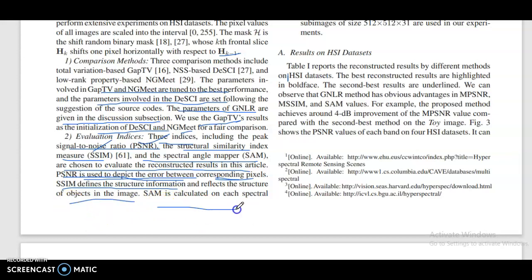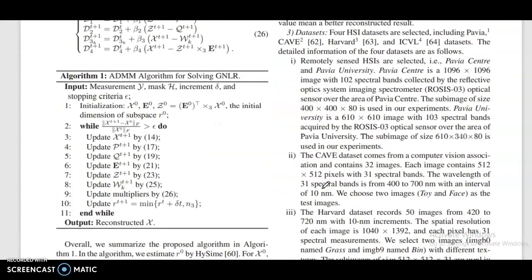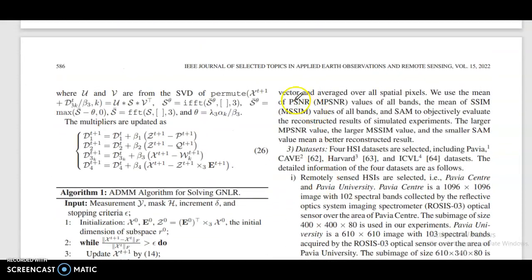SAM is calculated on each spectral vector and averaged over the spatial dimensions. We use the mean PSNR, MPSNR, the mean of PSNR values of all bands, the mean of SSIM, MSSIM, values of all bands, and SAM to objectively evaluate the reconstructed results of simulated experiments.